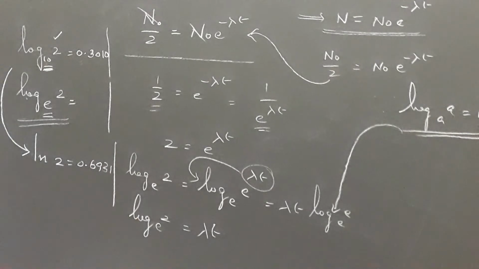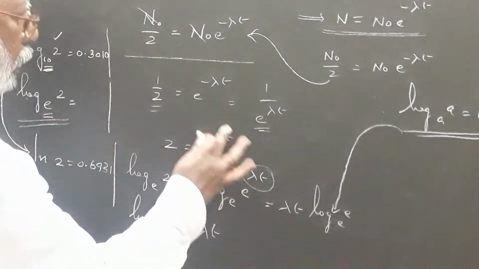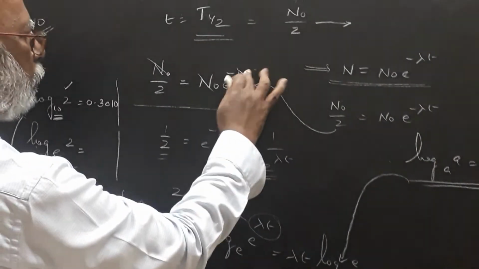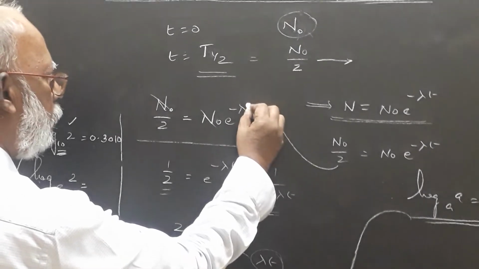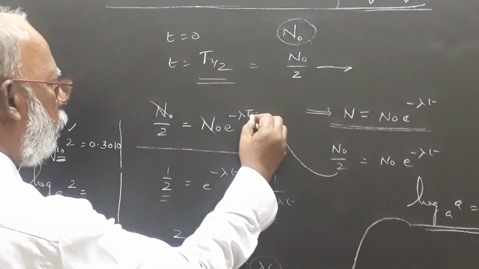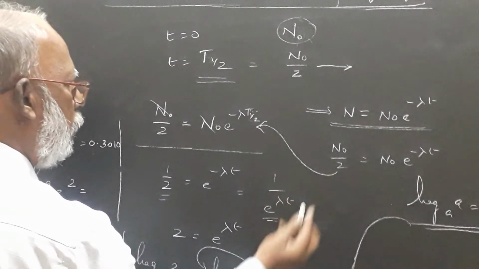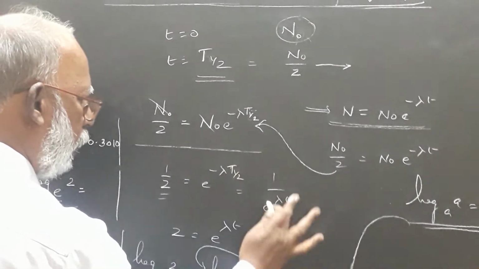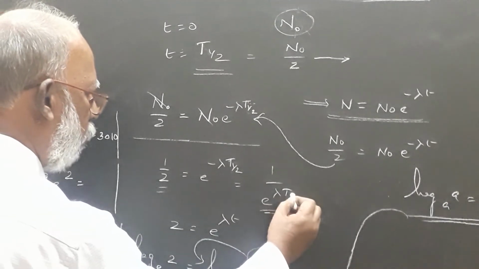So that we can calculate T half. In the equation, instead of t, when t equal to T half, N naught by 2 means T half. Likewise, you have to put T half here, and here also you have to put T half.